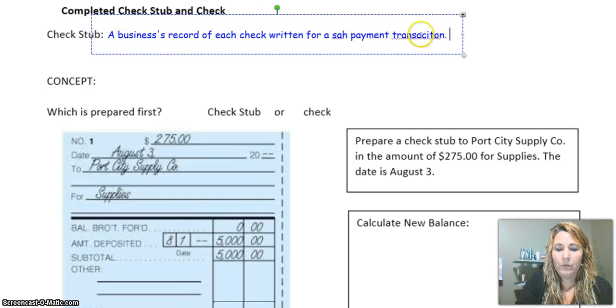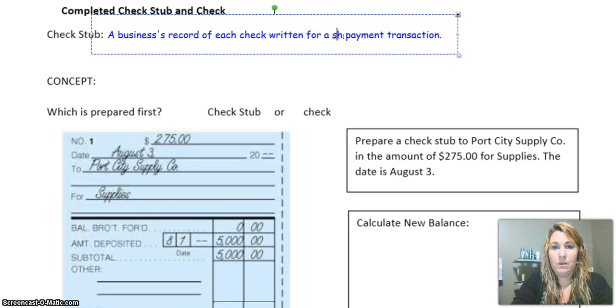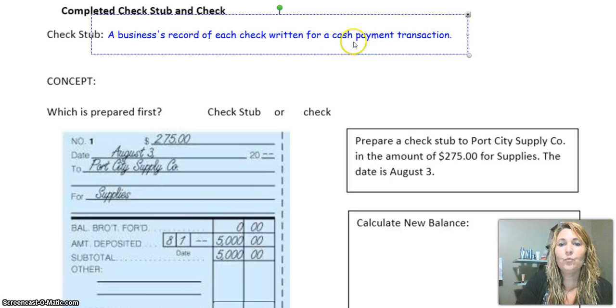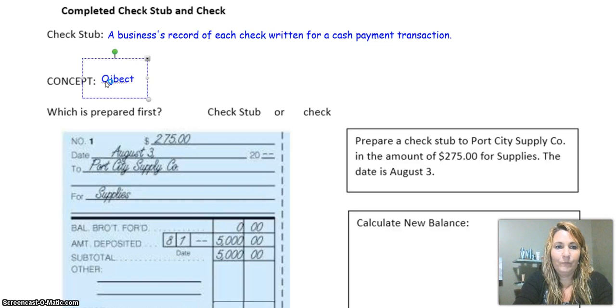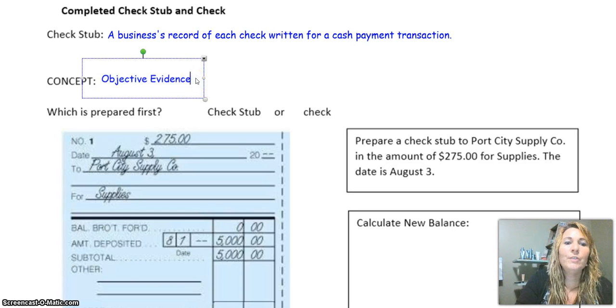Okay, and I've already talked about how a check and cash, the words are used the same. And so for this one, a cash payment transaction, really we're talking about writing a check. So the concept, because in accounting we have several concepts, this is the concept of objective evidence. With objective evidence, what that means is because we're keeping track of a check stub and we are later going to have proof of what happened. So that's objective evidence. So which is prepared first, the check stub or the check?